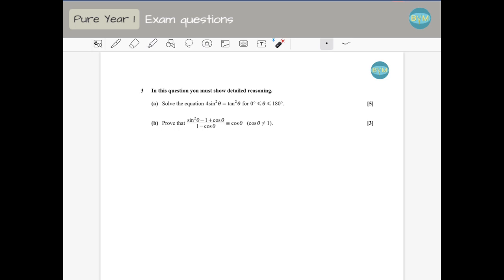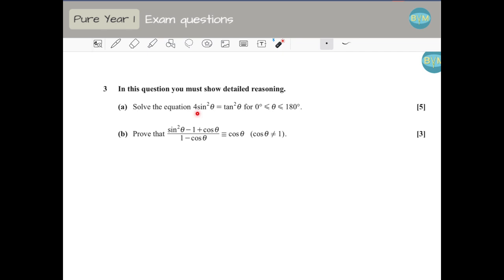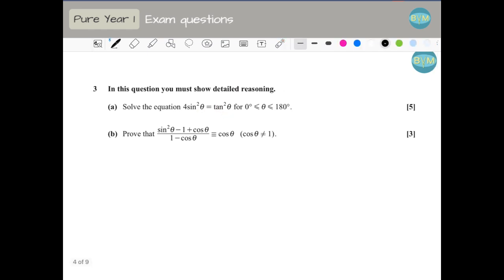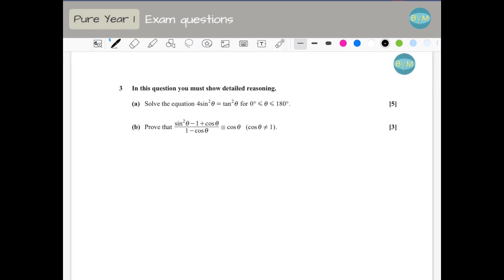Hello, this is question 3 on your 2020 paper 2 from OCR, the AS paper. And you have to solve this equation, which is a trigonometric equation between 0 and 180 degrees. So we have sine squared, tan squared. Our first option would probably be changing tan to sine divided by cos and eliminating denominators to see what happens. So that's what I'm going to try.